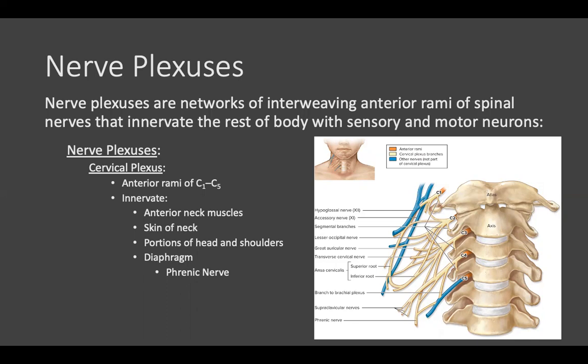But specifically here, the more important thing that I want you to understand is what these specific plexuses are going to do. So looking at it here, they innervate all of our anterior neck muscles, which makes sense because that's the anatomical region in which they're located, in the cervical region of the spinal cord. But it's also good for portions of the head and shoulders, and also the diaphragm. And the diaphragm is very, very important.